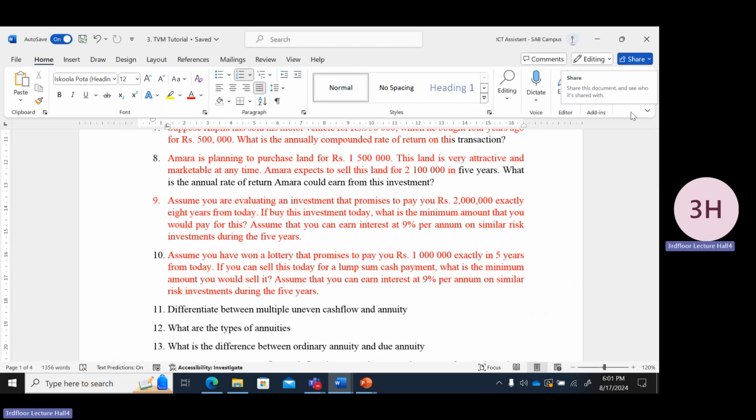Right. So no time to start the multiple uneven cash flow. I think that's enough.